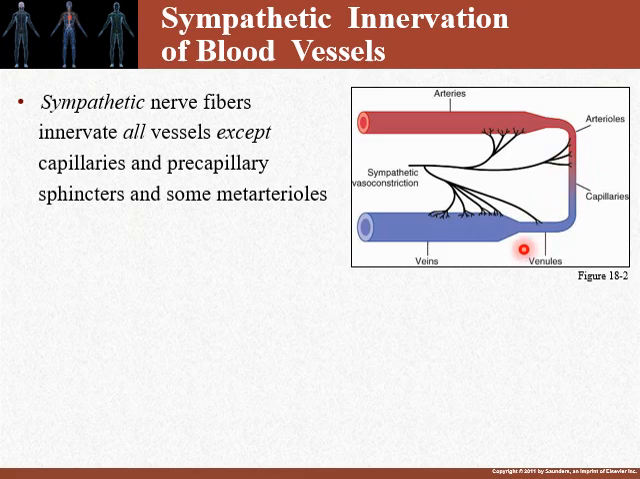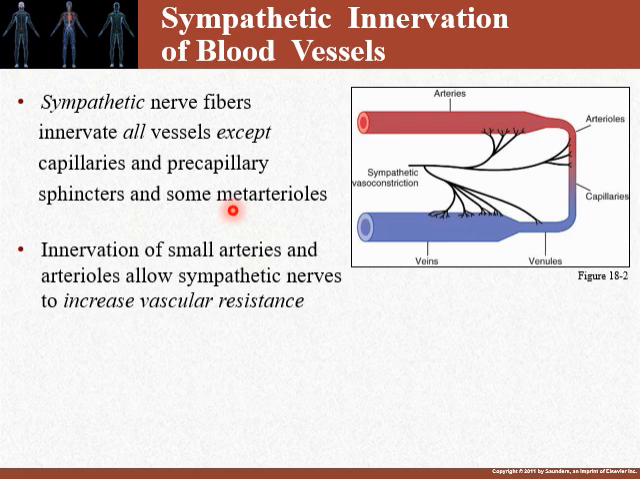So arterioles, venules, veins, arteries, and most of the metarterioles are supplied by the sympathetic nervous system. However, capillaries, pre-capillary sphincters, and some of the metarterioles are not supplied by the sympathetic nervous system.